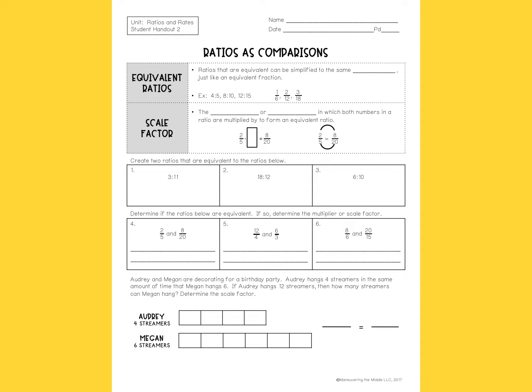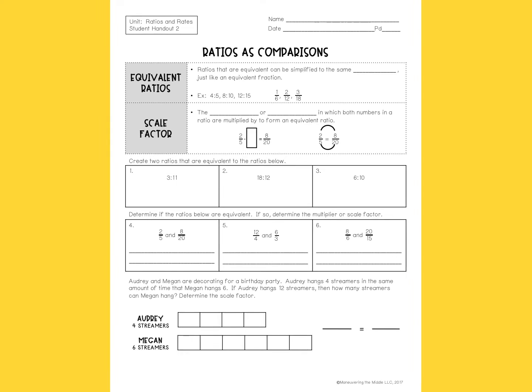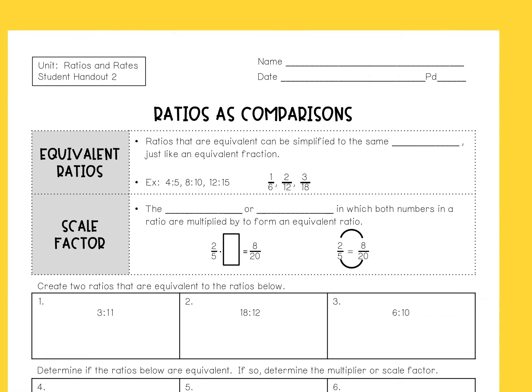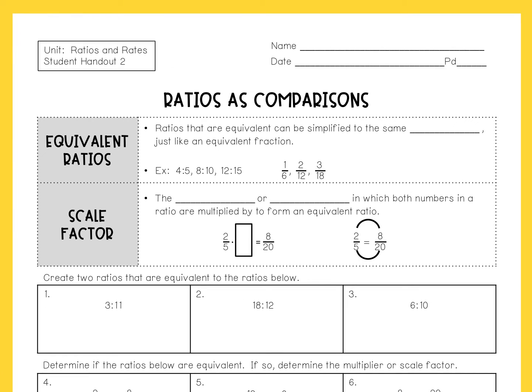Alright, today we are going to be talking about ratios as comparisons. So ratios that are equivalent can be simplified to the same values, just like an equivalent fraction. For example, 4 to 5, 8 to 10, and 12 to 15 are all equivalent, just like 1/6, 2/12, and 3/18 are also equivalent.